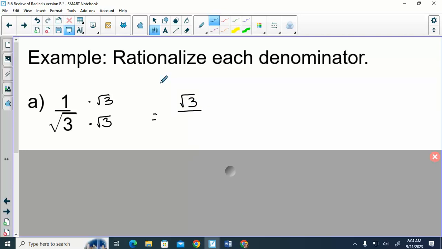So 1 times the square root of 3 is the square root of 3. On the bottom, square root of 3 times the square root of 3, we talked about multiplying those, how you can multiply the 3's together. But what is the square root of 9? So this is the square root of 3 over 3. If you looked at decimals, 1 divided by the square root of 3 and square root of 3 over 3, it's the same decimal equivalent, so we didn't change the problem, we just rewrote it. Let's get another one.